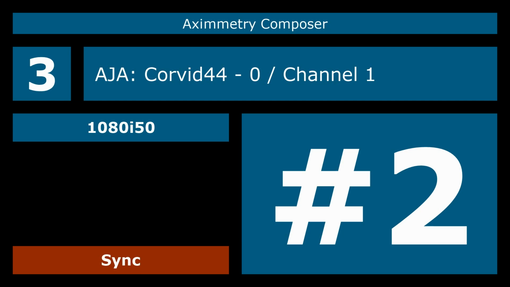As we can see, the following information is displayed on the ID tag of our SDI output channel. We see the number 2 numbering. The video mode is set to 1080i 50, and the synchronization is set on the output marked in red.